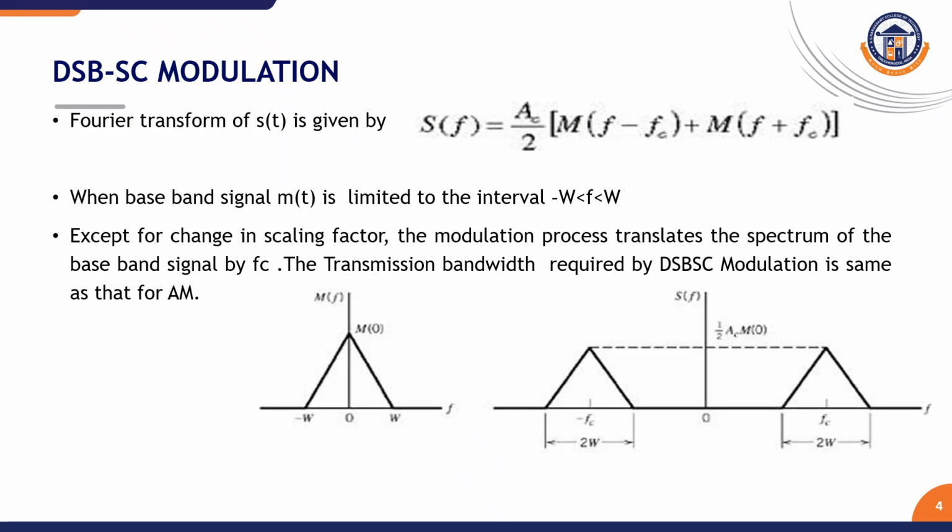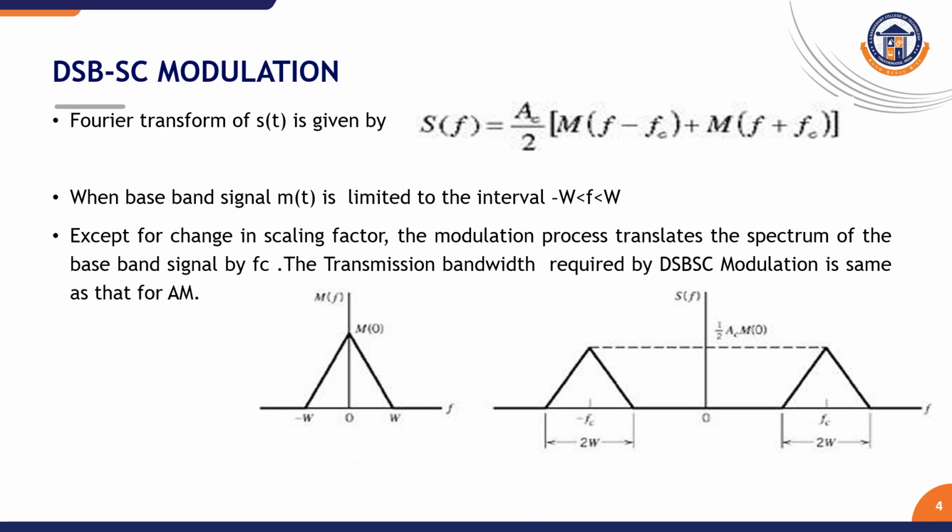Now let me focus on the Fourier transform of the DSBSC amplitude modulated wave. The Fourier transform of S of t is represented as S of f. S of f is equal to Ac by 2. Why Ac? Amplitude of the carrier, by 2. Then M of f minus fc, the lower sideband, plus M of f plus fc, the upper sideband. Only the lower sidebands and upper sidebands are transmitted.